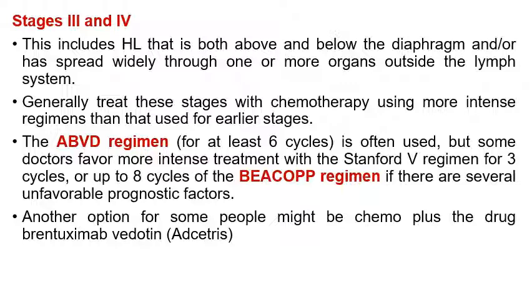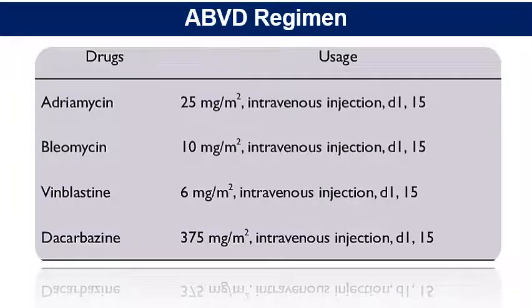Okay, so the ABVD regimen for at least 6 cycles is often used, but some doctors favor more intense treatment with the Stanford 5 regimen for 3 cycles or up to 8 cycles of the BEACOPP regimen. This is the treatment modality. Let us see what the ABVD regimen and the BEACOPP regimen are. ABVD stands for the first letters of the chemotherapy drugs: adriamycin, bleomycin, vinblastine, and dacarbazine. So these four drugs are included in the ABVD regimen.